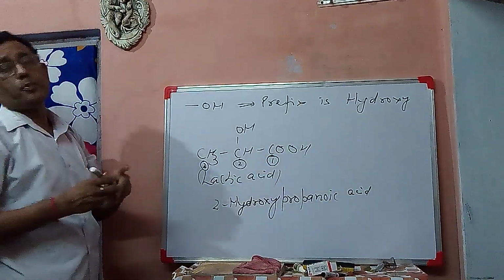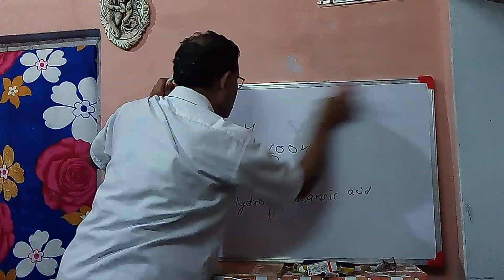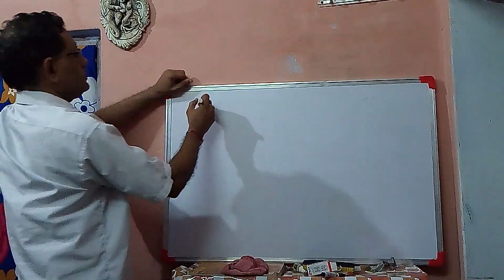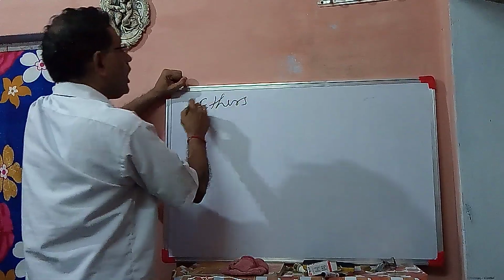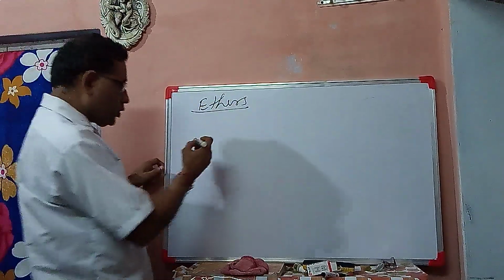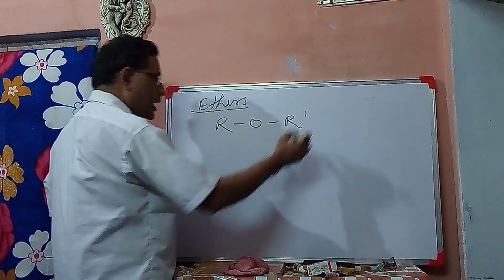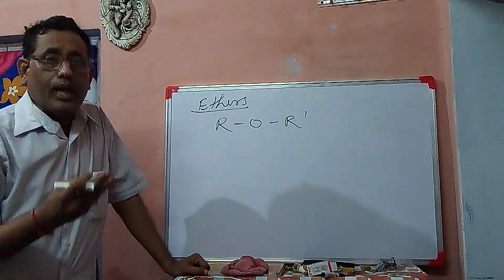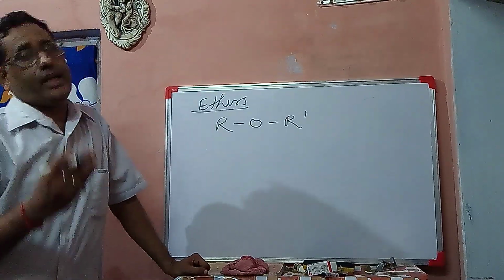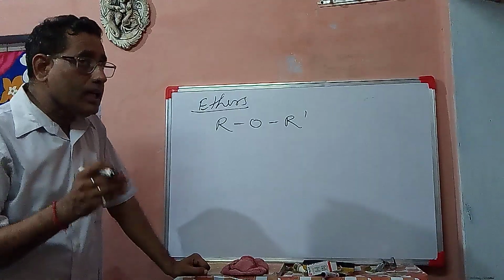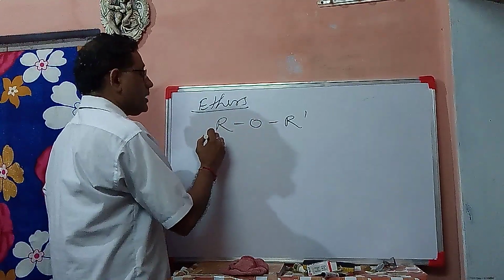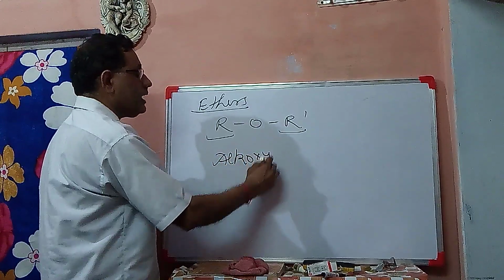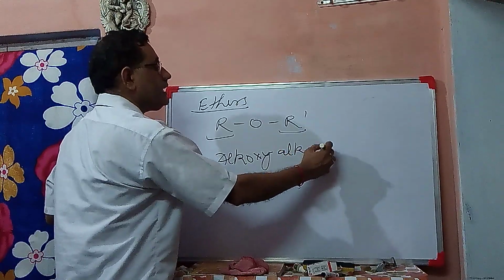Clear? These are IUPAC names of alcohols and ethers. Now we go to IUPAC names of ethers. How do you write the IUPAC name of ethers? You know the formula of ethers is R-O-R'. R and R' will be alkyl groups or aryl groups. You count number of carbon atoms on both sides and write the name alkoxyalkane.